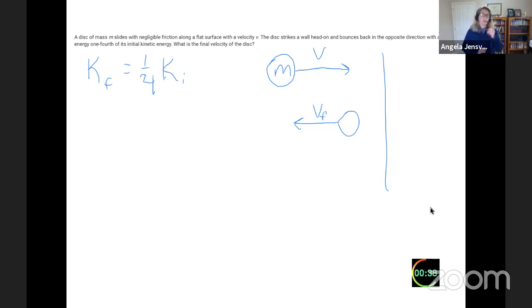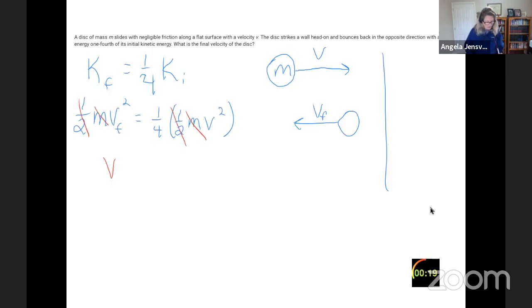So if you know the equation for kinetic energy, 1/2 mv squared, the final velocity is vf, we're just calling it vf, and the initial velocity they gave us is v. Okay, so if you look at this, the masses cancel, right? And actually the 1/2s cancel, and you get v final is v/2, okay?